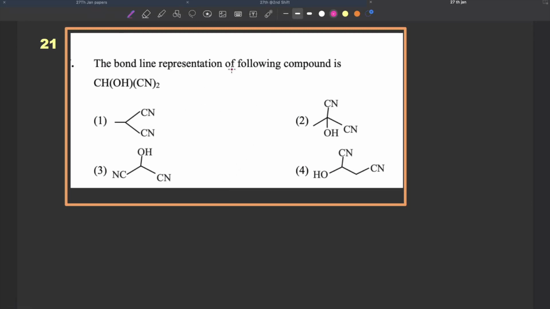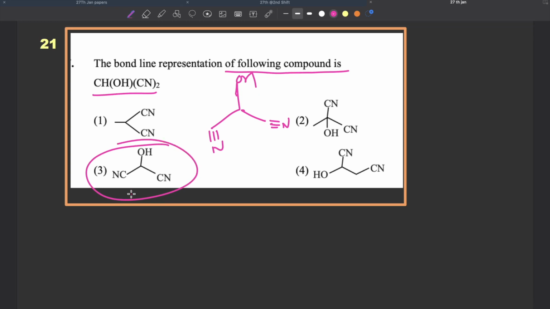The bond line representation of the following compound is by. So how should we derive the bond line structure? We have one carbon which is connected with a triple bond to N, and OH. So this should be the option. So option 3 is the right answer for this question.